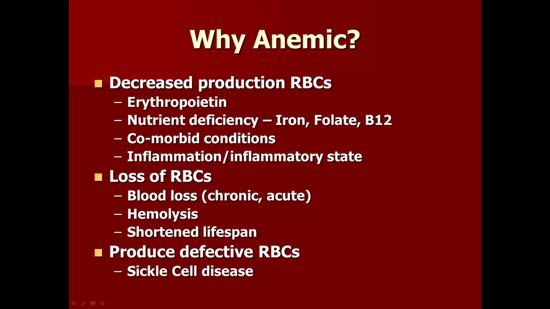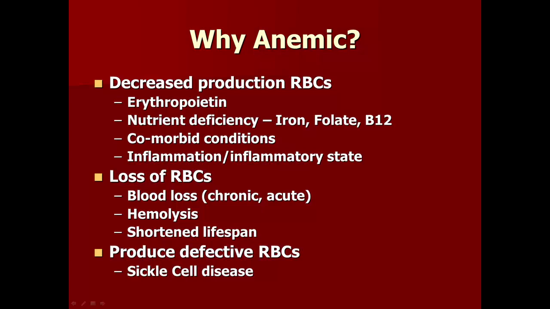So then why would someone become anemic? Well, as we look at why someone would become anemic, let's look at three major areas. There could be a decrease in the production of red blood cells. There could be an absolute loss of red blood cells, or those red blood cells that are being produced are defective and as a result aren't doing their job as well.